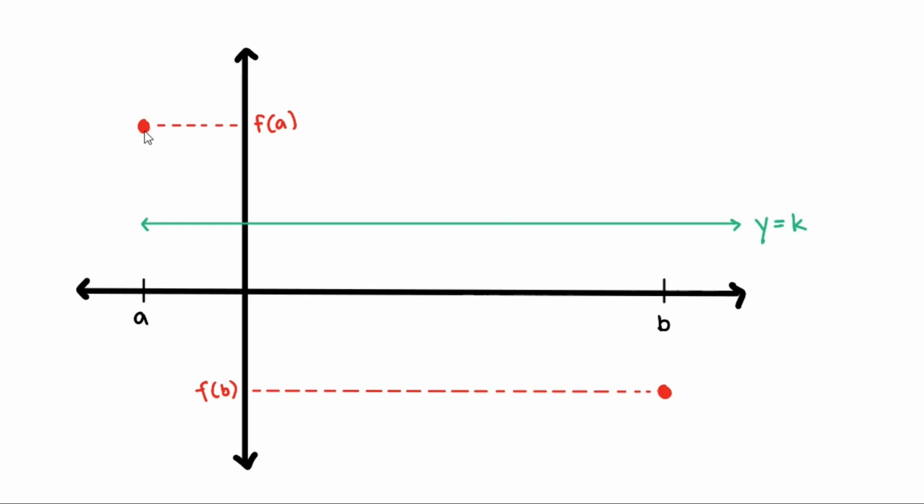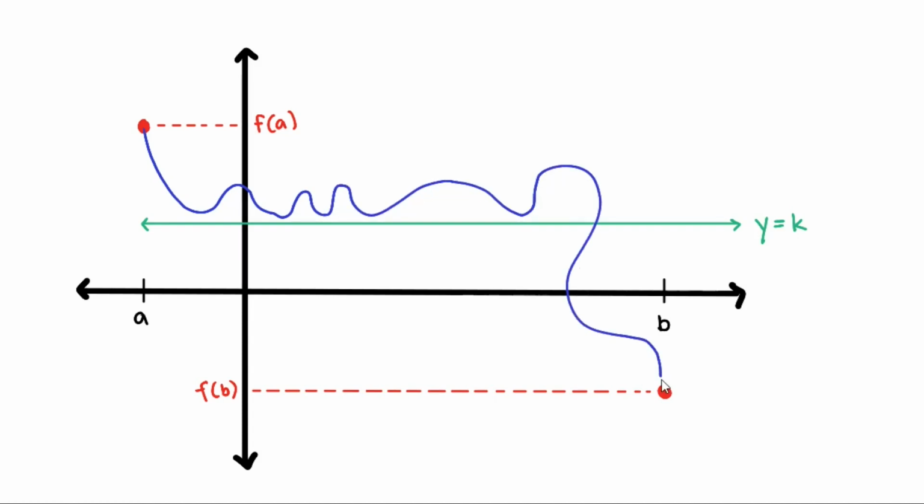Let's try to figure this one out. We know that f is continuous, and what we want is for our function to not pass through this line. Let's move over here, and we have no choice. We really need to pass to get over here.